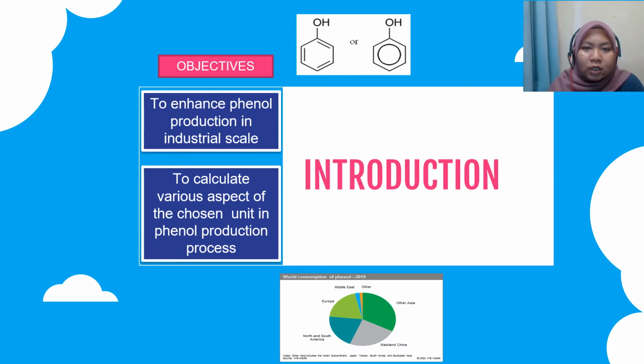Besides, the other objectives are to enhance phenol production in industrial scale by applying knowledge gained in the process plant design course in terms of chemical reaction, simulation, material balance and design parameter. Next is to calculate various aspects of the chosen unit in phenol production process such as material selection, thermodynamic properties, corrosion resistance and safety precaution in order to achieve high efficiency of phenol production from cumene.